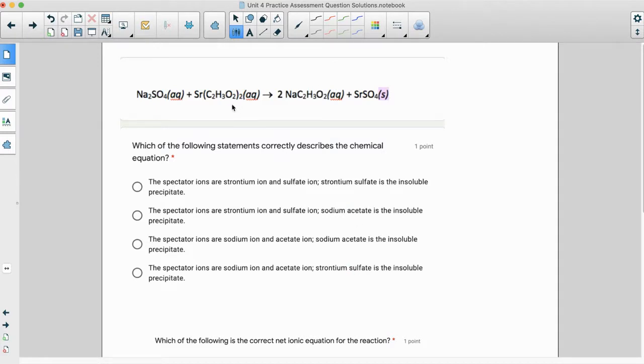This next problem, we've got a precipitation reaction. So if we look here, the strontium and the sulfate are reacting, and so the sodium and the acetate are spectator ions. So for the spectators, that one is definitely not true, because they're reacting. It could be sodium and acetate, but sodium acetate is not the insoluble precipitate. That's the aqueous one. So the correct answer is this.